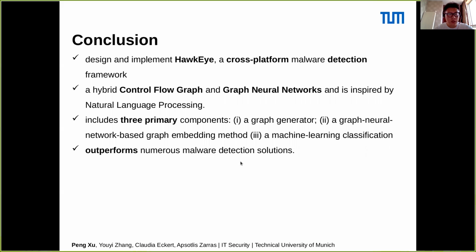That's all. Let us conclude our work. We design and implement HawkEye, a cross-platform malware detection system. We use control flow graphs and a graph neural network to do our graph embedding. Our system includes 3 primary modules: graph generation, graph embedding, and machine learning based malware classification. Our result outperforms numerous malware detection solutions.